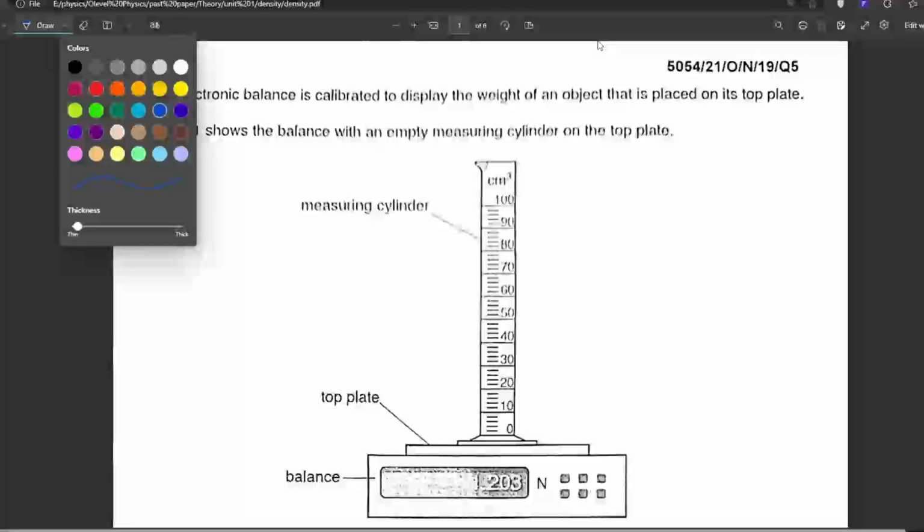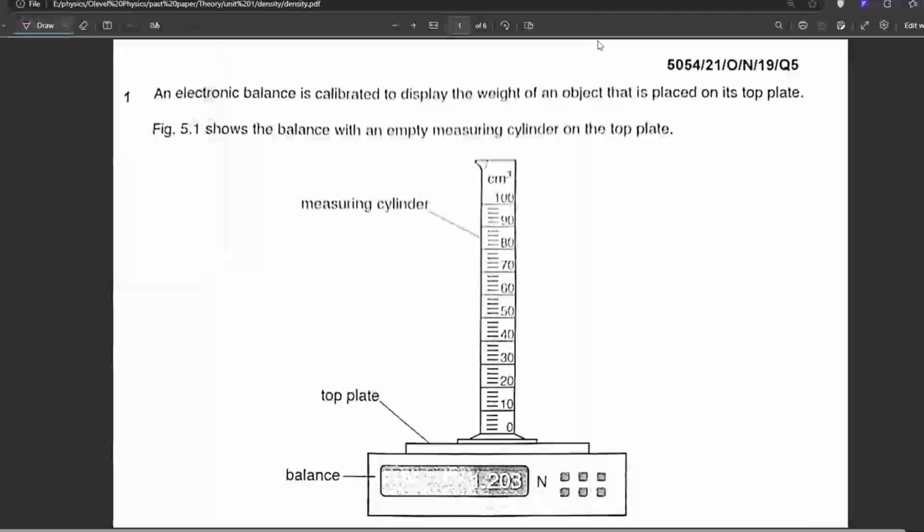Okay, students, so let's get started with the past paper questions of density and volume. These are theory past papers applicable for O levels and IGCSE Physics. An electronic balance is calibrated to display the weight of an object that is placed on its top plate.